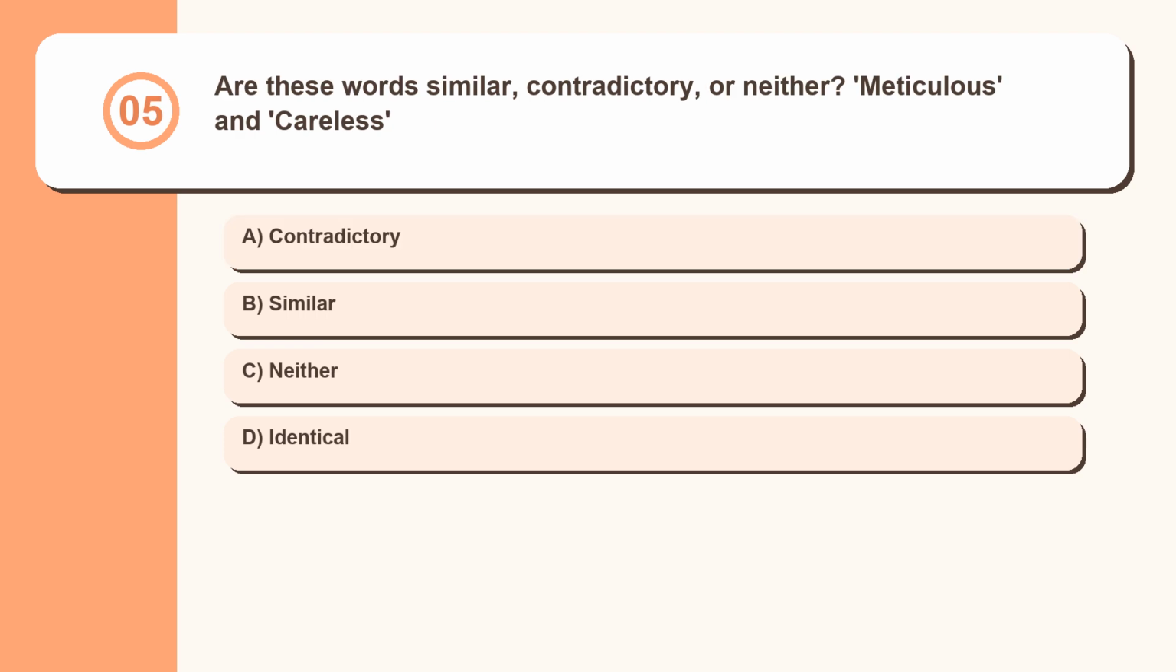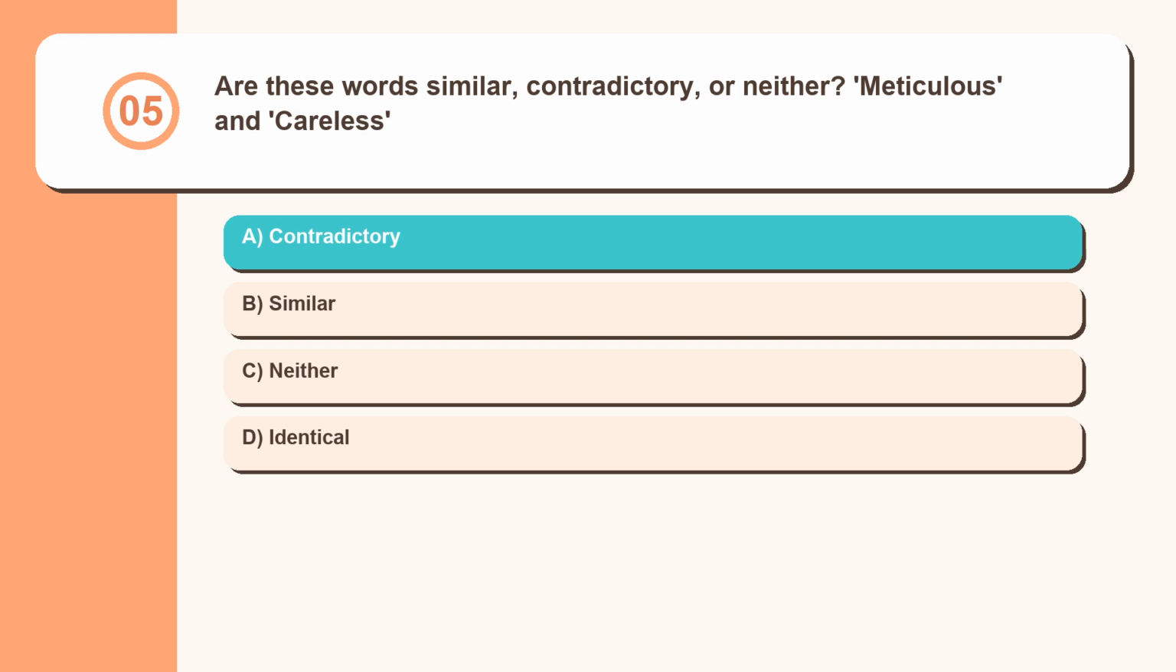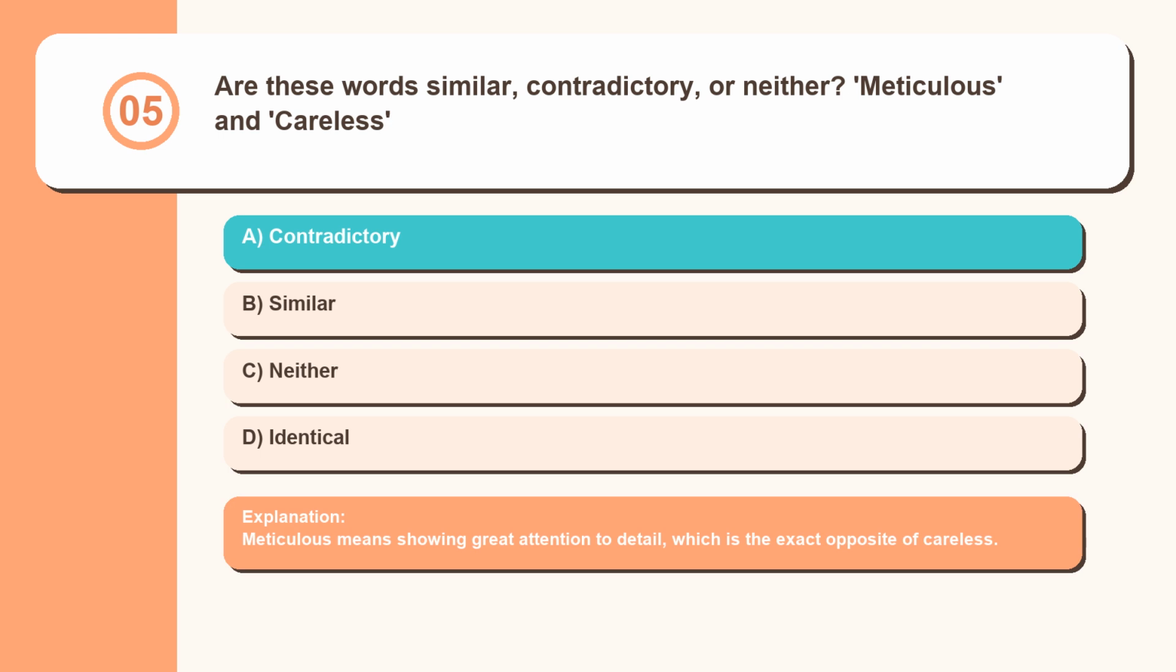Question 5. Are these words similar, contradictory, or neither? Meticulous and careless. Contradictory. Similar. Neither. Identical. Meticulous means showing great attention to detail, which is the exact opposite of careless.